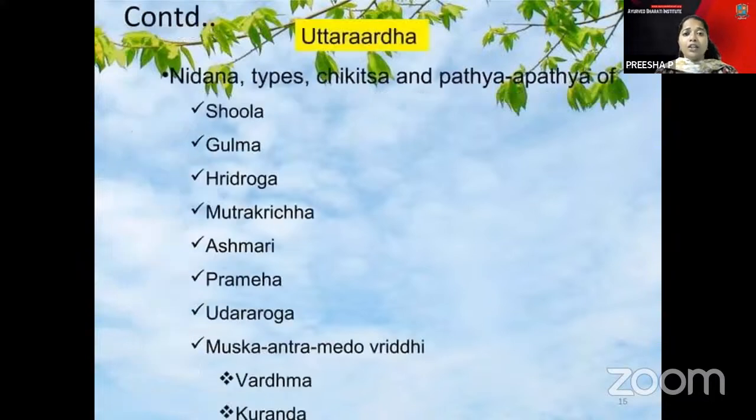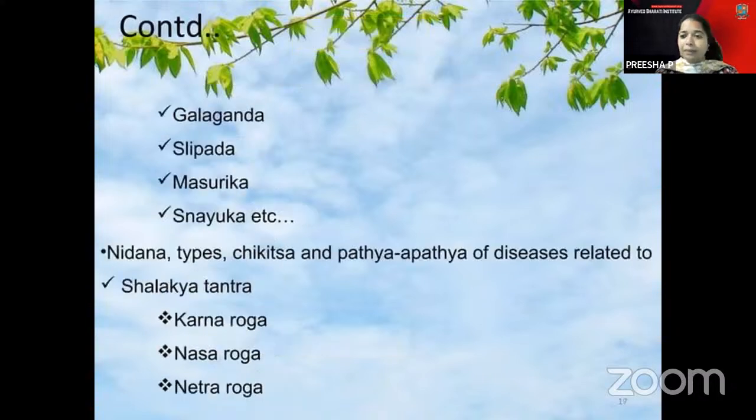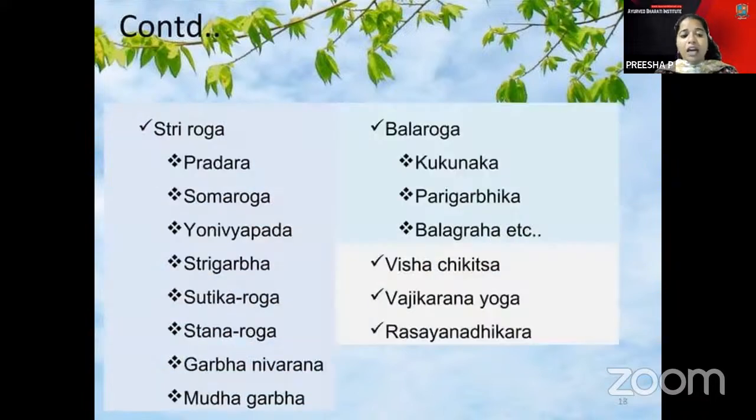Also, you have the Uttarardha part of it. The Uttarardha covers Shula, Gulma and Hridroga, up to the Medovriddhi part. You have the Galaganda, Shlipada and Masurika, with the Shalakya diseases, especially Karna Roga, Nasa Roga and Netra Roga. And these are the areas covered from the Stri Roga aspect and the Bala Roga aspect.